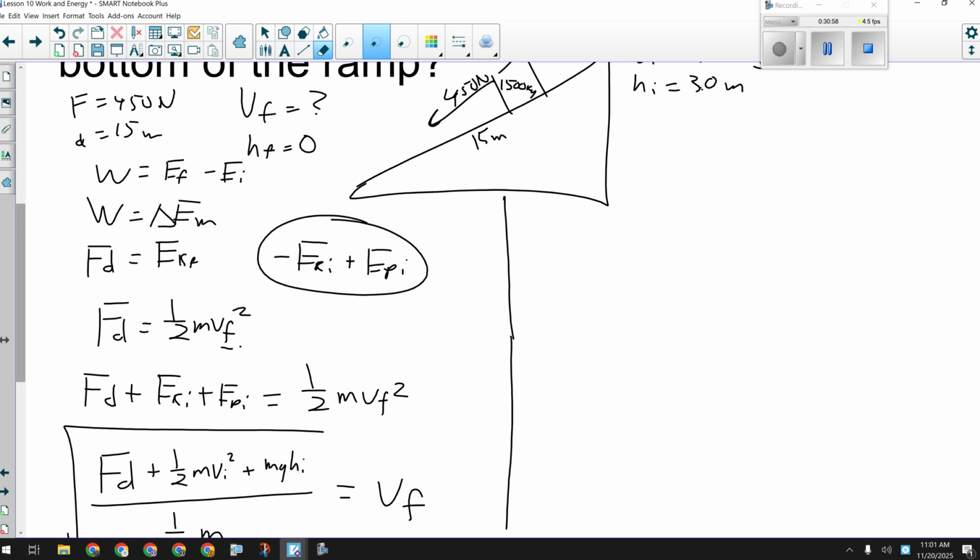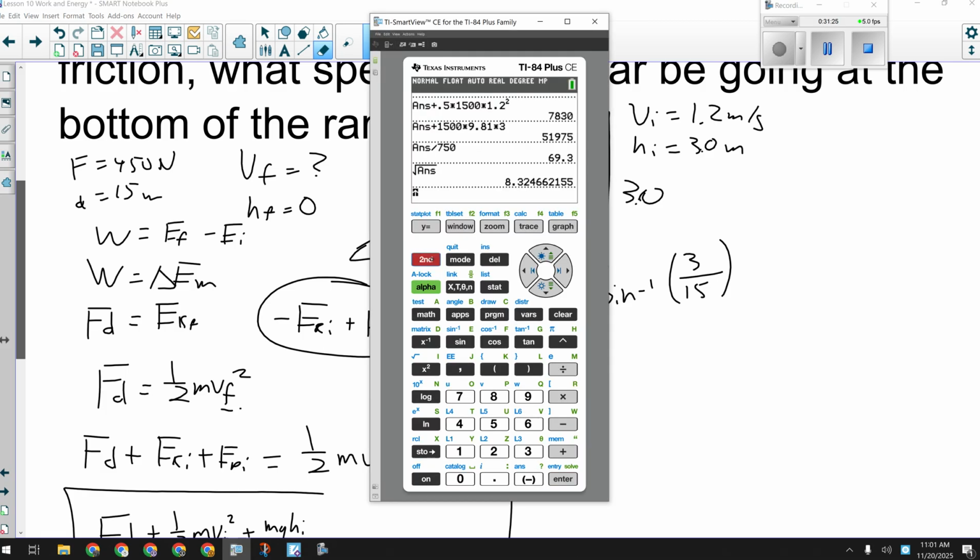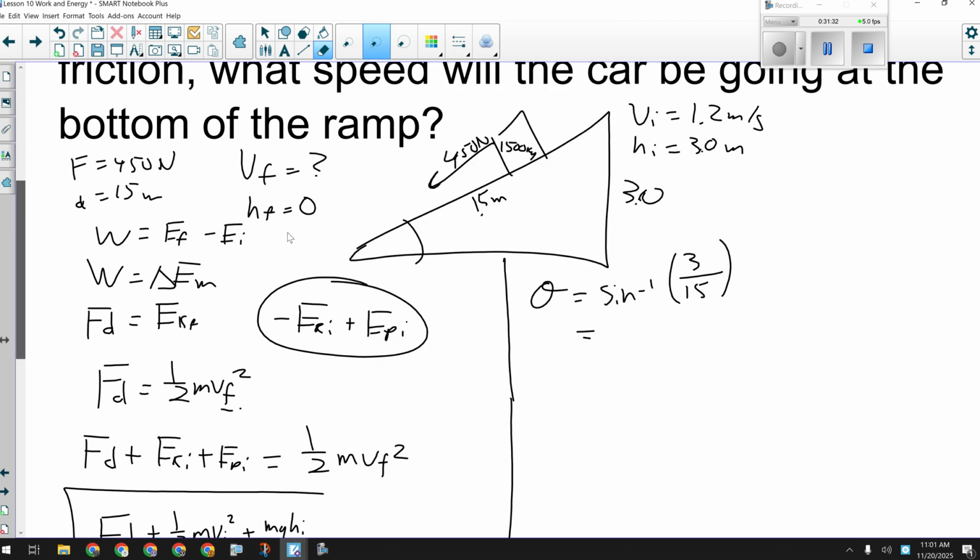So if I do this as a Newton question, I know the height of this ramp, 3.0, and I know the length of this ramp. Can I get the angle? I can, and I'm going to need that if I'm going to do this as an inclined plane question. So there's my first thing. I've got to calculate theta. That's going to be sine to the -1 of 3 over 15. So first calculation, I've got to calculate the angle. The angle is 11.5 degrees.